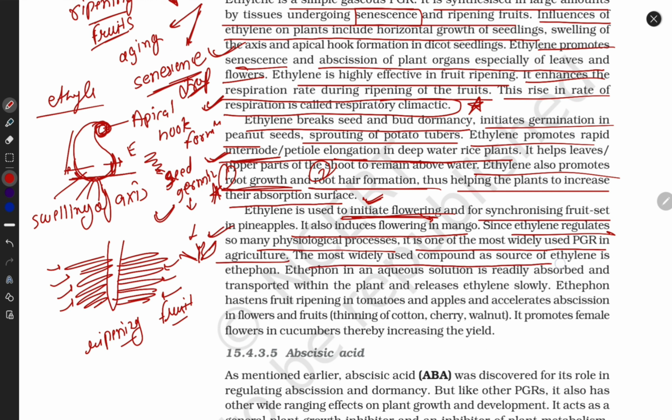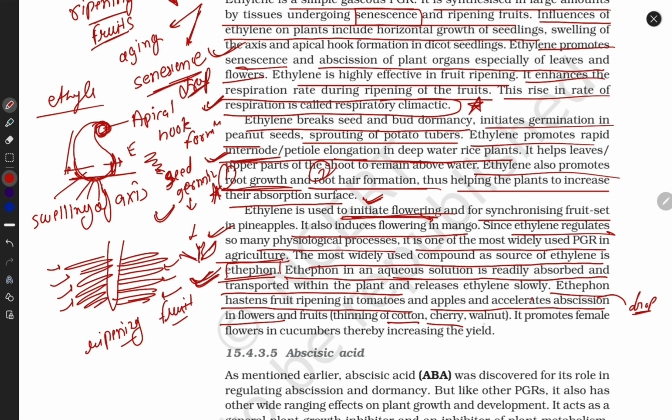The most widely used compound as a source of ethylene is ethephon. Other forms of ethylene are used, but this form is maximally used. Ethephon in aqueous solution is readily absorbed and transported within the plant. They give it in aqueous medium. So ethephon intensifies fruit ripening in tomatoes and apple and accelerates abscission in flower. Abscission means drop.